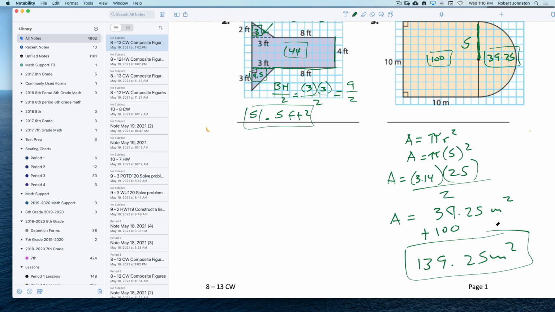Max, your book's got to go away when I'm having a class discussion. Why don't you guys turn to the next page?